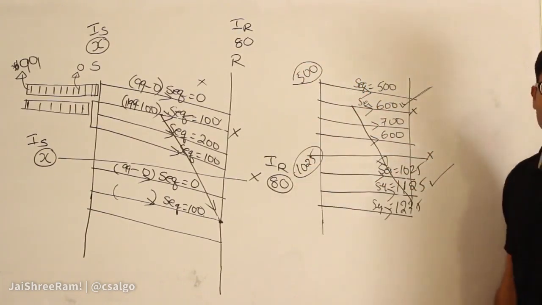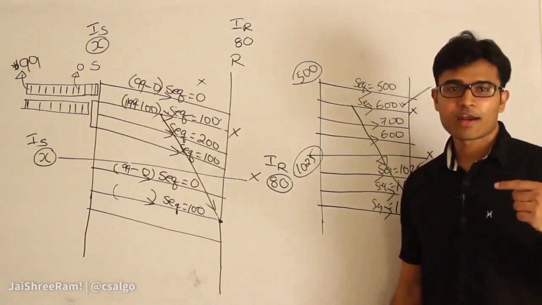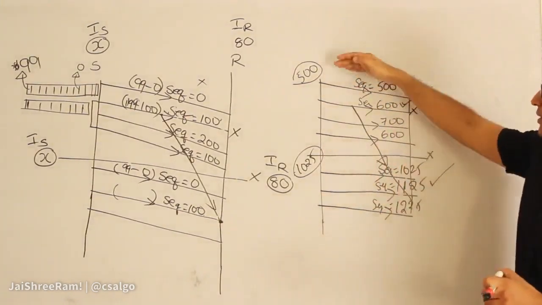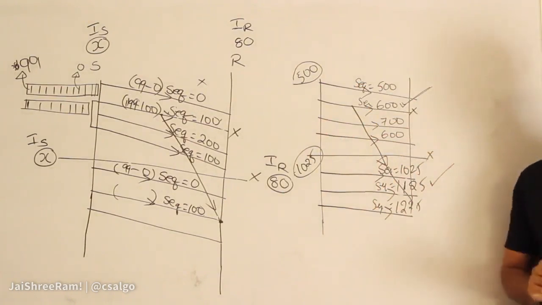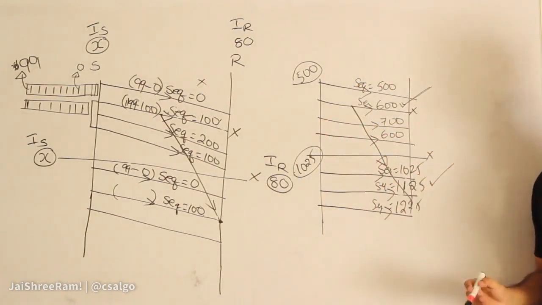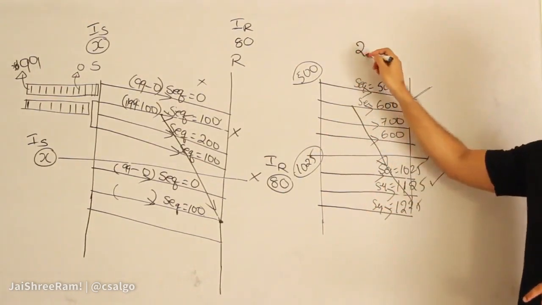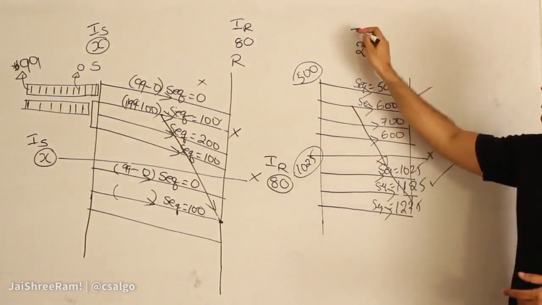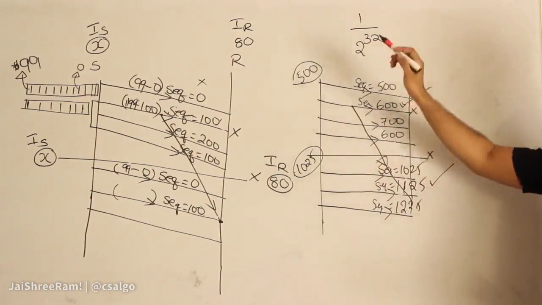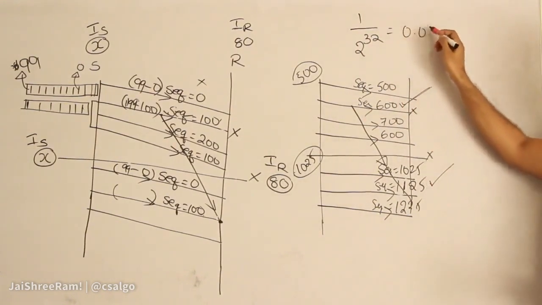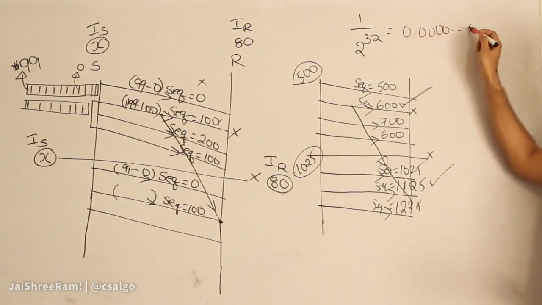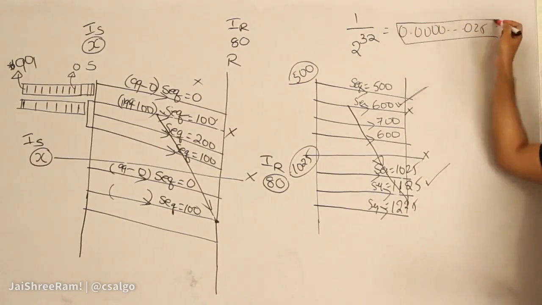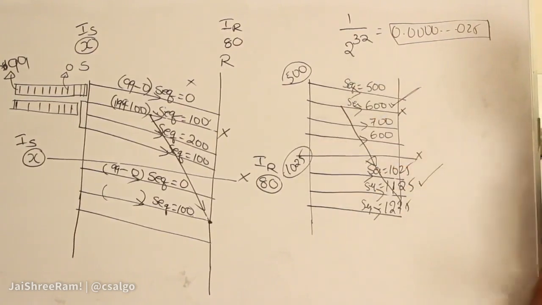But still you could argue that even though you are using random initial sequence numbers, there is a probability that the next time also 500 might turn up. Yes, you are right. But what is that probability? Out of these 2 power 32 numbers, the probability of getting the same number again is 1 by 2 power 32, which is 0.1234, so on, 9 zeros followed by 25. So which is very less. So the probability of getting the same number again is less.